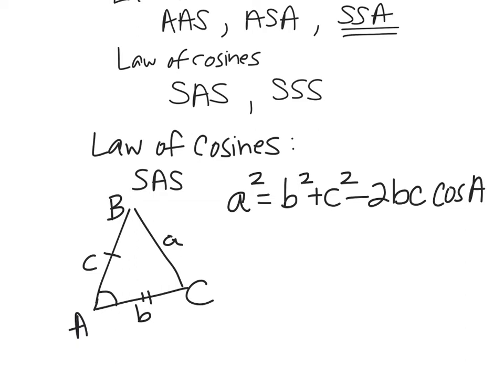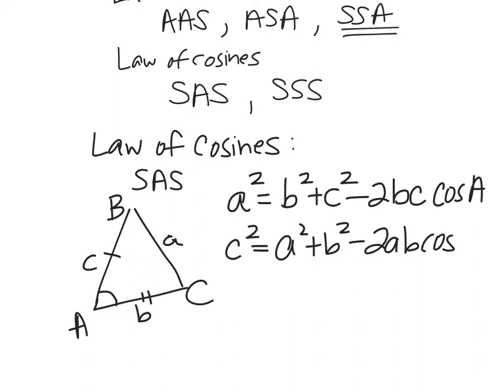Like if I was given side a, angle C, and b, then it would be c squared equals a squared plus b squared. Wait, so you put the first one as the given one? Which one? A is what you're looking for. A is the not given. So if I was given a and b and angle C instead, I'd be looking for c. So c squared equals a squared plus b squared minus 2ab times the cosine of C. It's the same formula, okay?